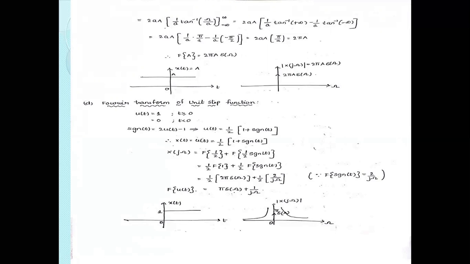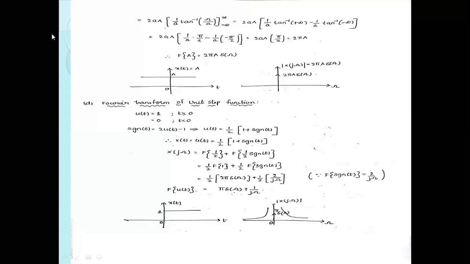Substituting the limits, 2aA times 1 by a into pi by 2 minus of minus pi by 2. Pi by 2 plus pi by 2 is pi, and the a's get cancelled, so we get 2 pi A. So the Fourier transformation of a constant A is 2 pi A into delta of omega.